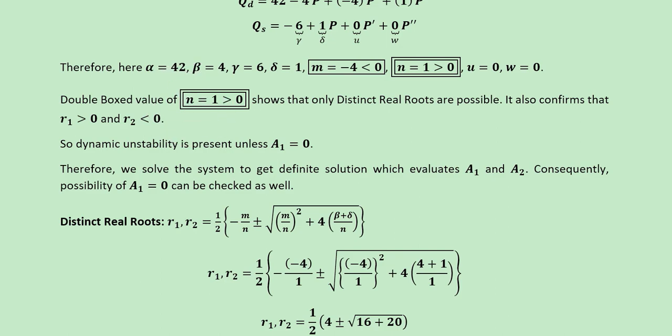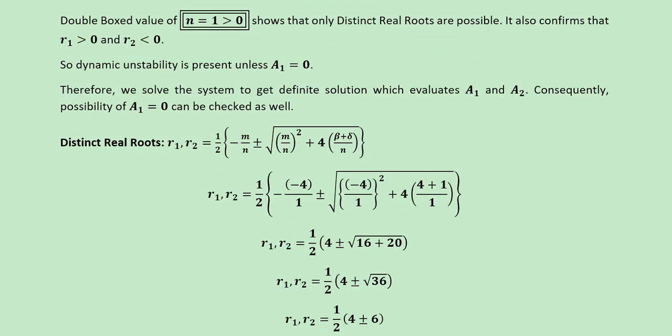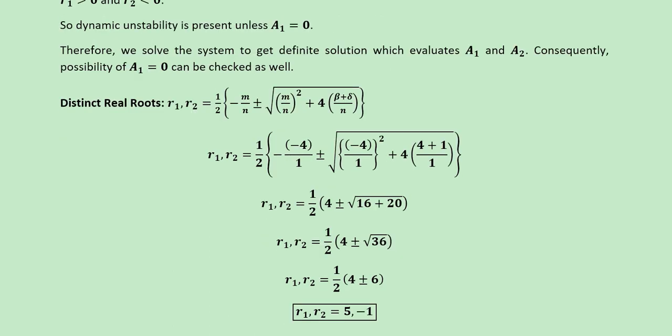So the discriminant value of n is positive, and when this is positive, only distinct real roots are possible, and it means that one of the roots will not be equal to the other. So it is usually dynamically unstable, unless a1 is equal to 0. You can refer back to the video on the same channel for the detailed explanation of these expressions. So we can focus only on the new part of this question, which is about the various numerical answers.